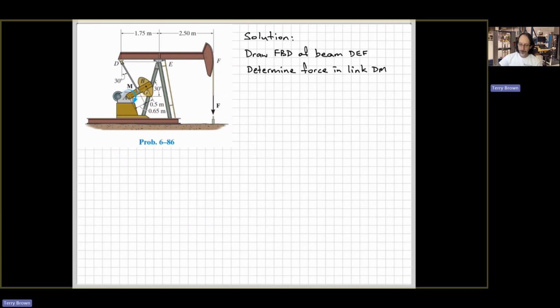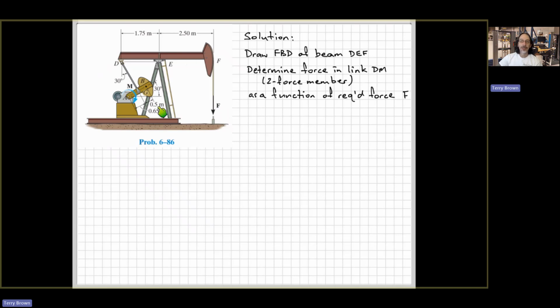We're going to work out the force in the link here, DM. It's not actually labeled DM, but anyway, that's M for the motor torque. We're going to work out the force in this link. We note that it's a two-force member because it's connected only at point D and point M by pin connections. So we can treat it as a two-force member, and then we're going to work out that force as a function of the applied load here.